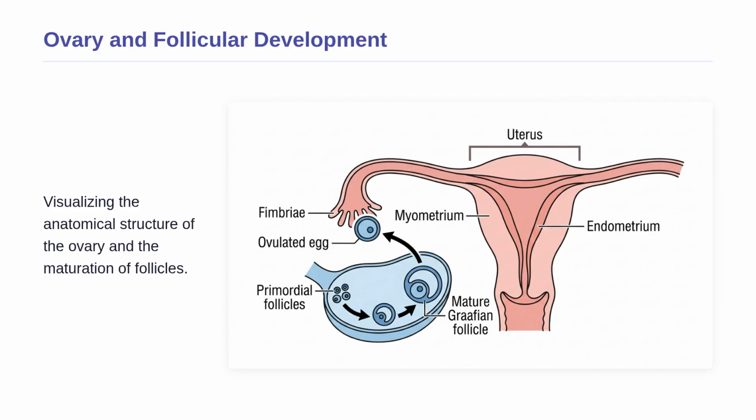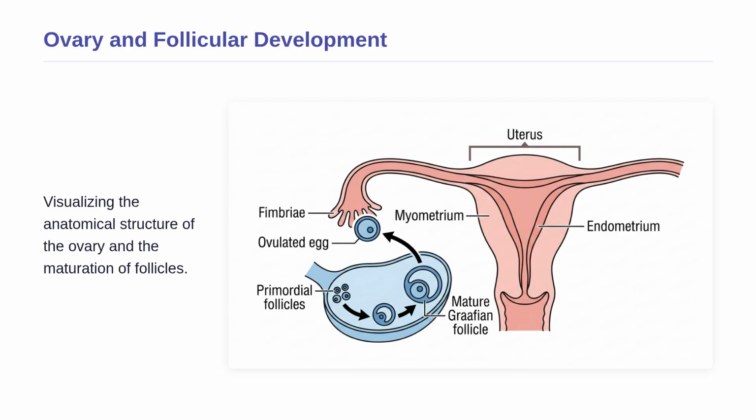Now that we have calculated the decline of the reserve, let us visualize the anatomy where this all takes place. On screen is a cross-section of the female reproductive system. Notice the central uterus and the fallopian tubes extending outward to the ovaries. Look closely at the ovary on the left. You can see the tiny primordial follicles resting in the outer edge, the ovarian cortex.